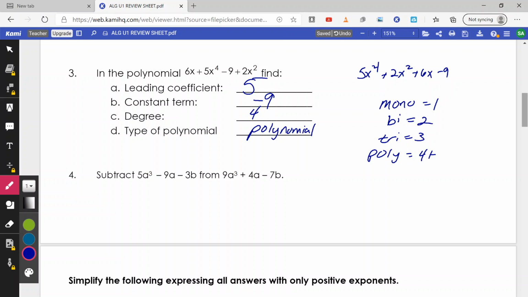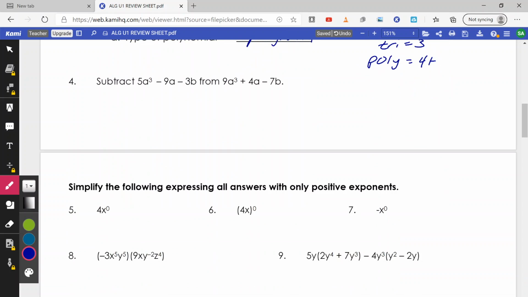Number 4, we have to be careful of the wording. It says subtract 5a cubed minus 9a minus 3b from 9a cubed plus 4a minus 7b. So we are subtracting. So again, we have to pay attention to wording. We are subtracting this from the 9a cubed. So this means 9a cubed is our total, and we have to get rid of the 5a cubed minus 9a minus 3b.